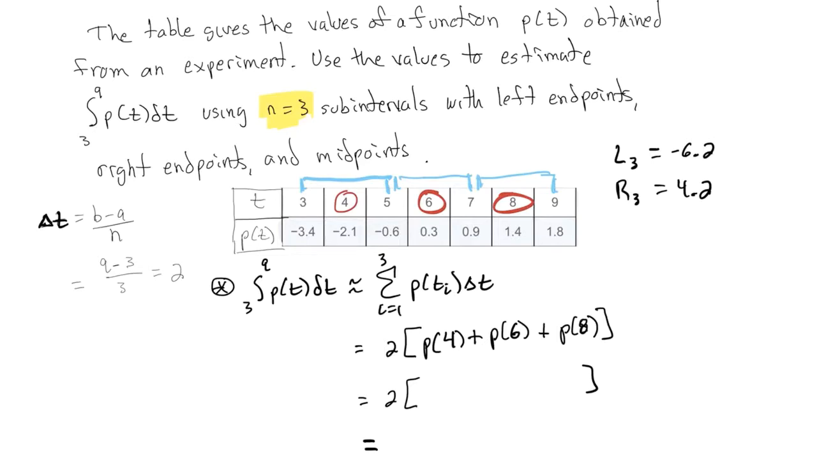So looking at the table, finding each of those values, p at 4 is negative 2.1, p at 6 is 0.3, and p at 8 is 1.4. And I'm getting negative 0.8 out of my calculator there, so my midpoint with 3 subdivisions is negative 0.8.